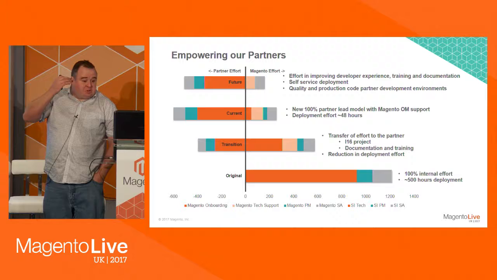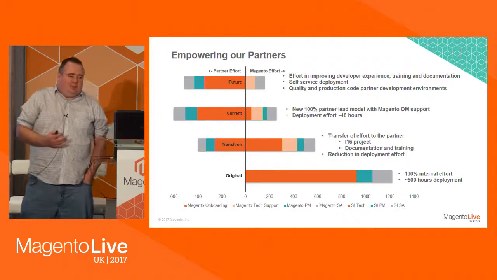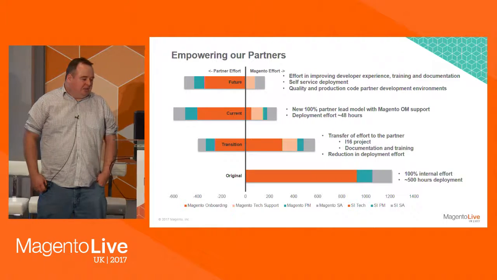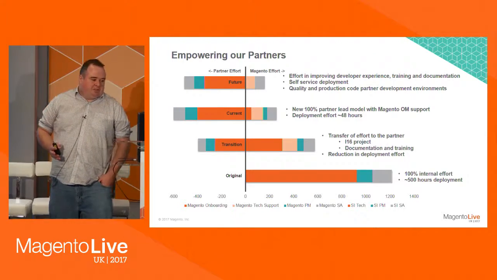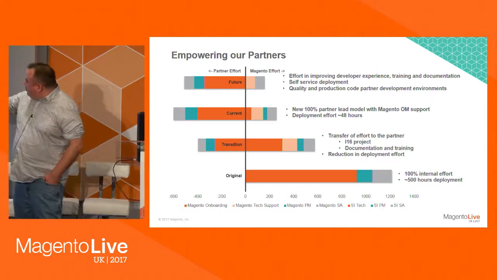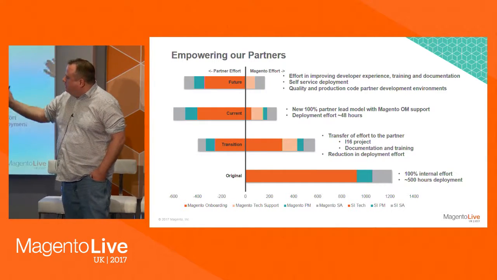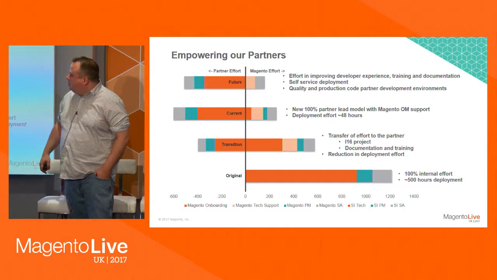So those of you that know the history of MCOM will know that in the old days we used to do all the delivery in-house. So our ability to deliver a large number of clients was quite limited. So down at the bottom here we have all the effort for delivery on the Magento side, and on the line you can see how much was on the partner side.